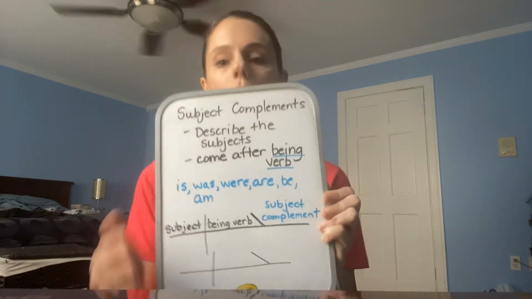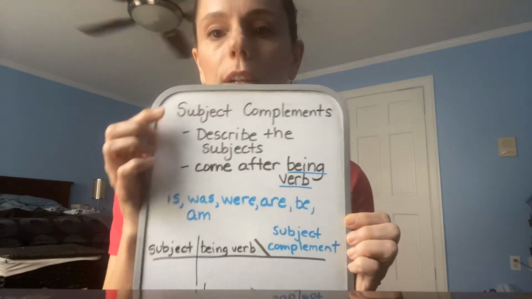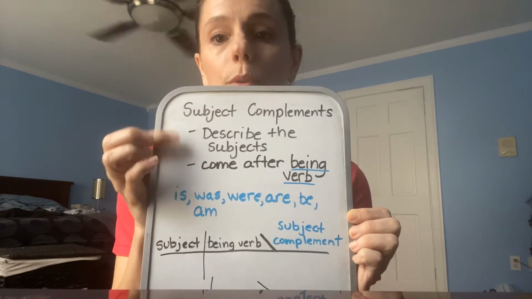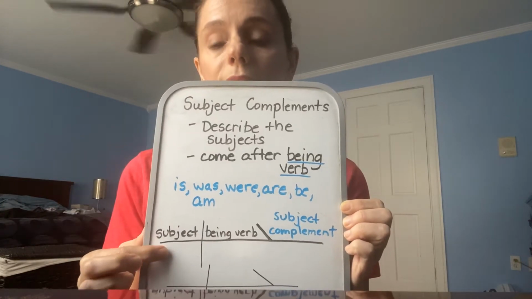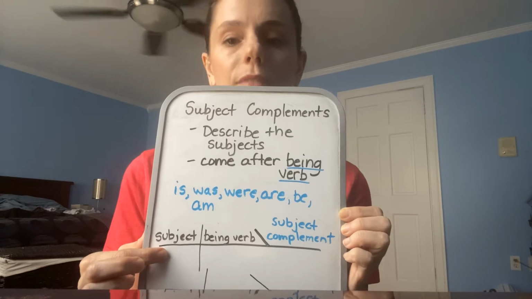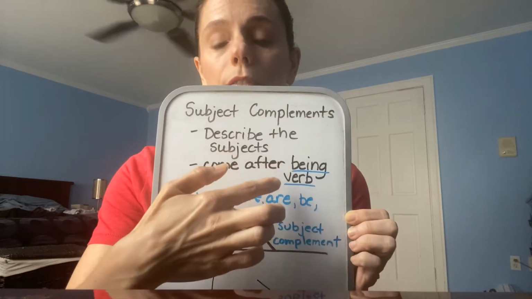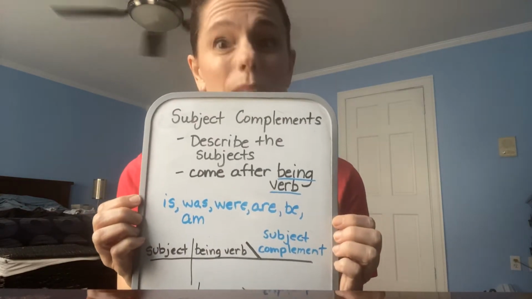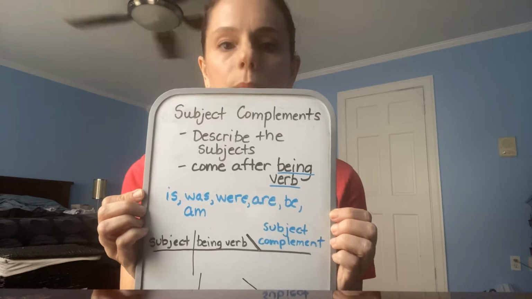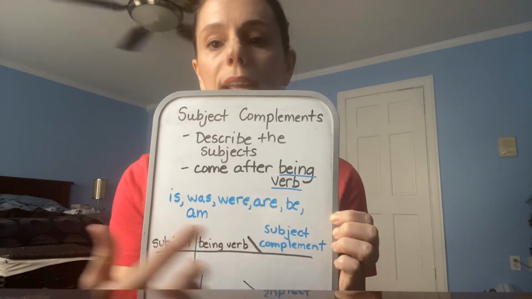If you want to write some things down in your journal, feel free. Subject complements, two important things. They describe the subject of the sentence, that's the noun that comes at the beginning of the sentence. And they have to follow a being verb. I wrote some examples right here. These are some of the being verbs, not all of them: is, was, were, are, be, and am.